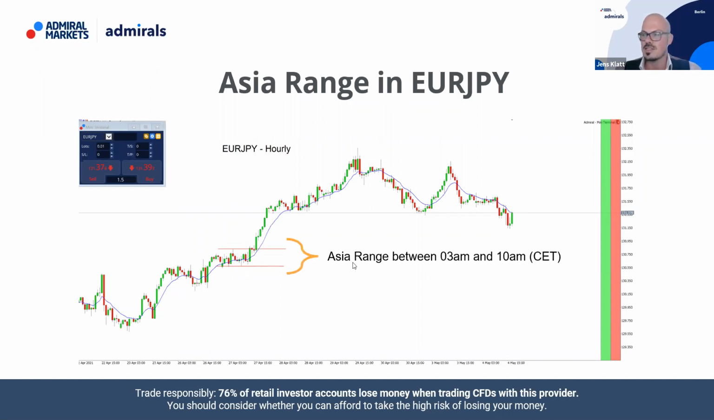In this context, I define the Asia range between 3 a.m. and 10 a.m. Central European time. Why 3 a.m.? Well, this is when the Asian markets start trading. So you probably have seen that the Nikkei starts trading at 1 a.m. London time each day. So 1 hour later, it's 2 a.m. German time.